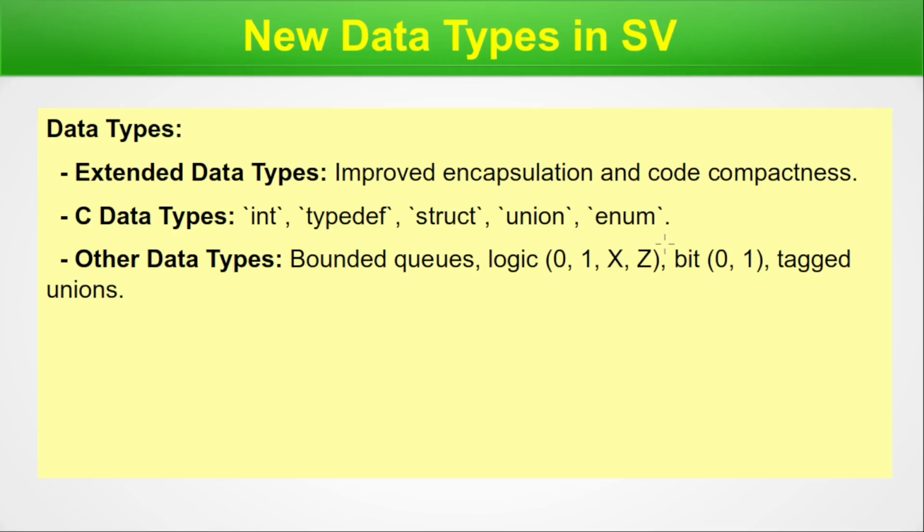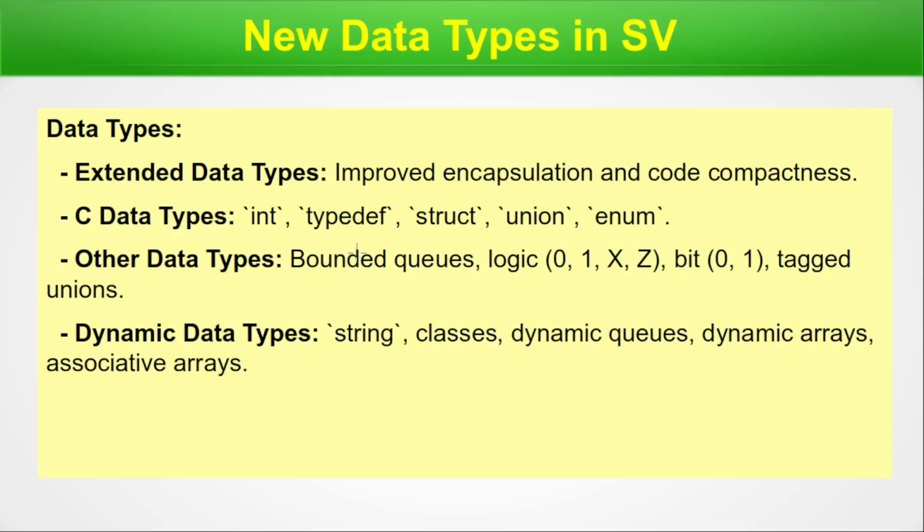Other data types like bounded queues, various logic levels, that is 0, 1, X and Z. Also bit, it is a new type, tagged unions. If we sum up, additional types like queues with limits, signals with more digital states, and unions with labels for easy identification are introduced in SystemVerilog. And all these are introduced for the sake of verification. But from language perspective, you must have the total knowledge, which you can then apply in a practical application level for the verification. Dynamic data types.